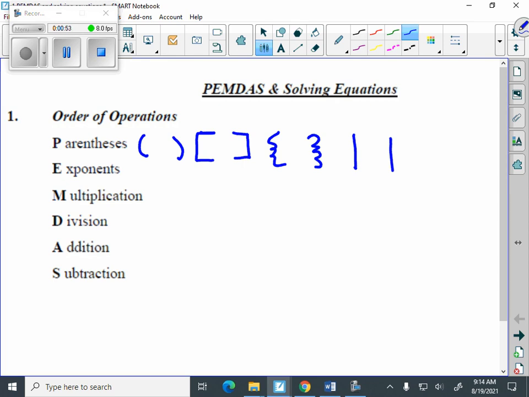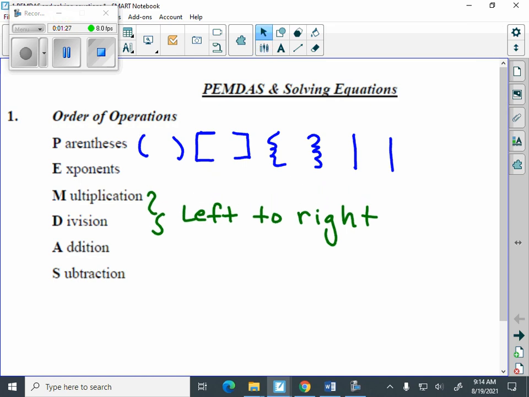We follow this order so that everybody does it the same way. So our next value there is the exponents. That's what E stands for. M is multiplication. D is division. The thing about this is that we go left to right when we're working with those. Multiplication and division.